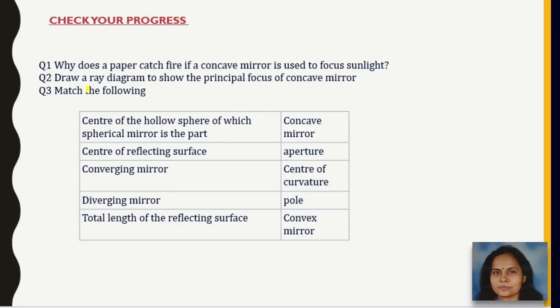Match the following. That will be an interesting one. The center of the hollow sphere of which the spherical mirror is a part: you can see, it is your center of curvature. The center of the reflecting surface, that means the center of the aperture, is your pole, right? Converging mirror is your concave mirror. Diverging mirror is your convex mirror. The total length of the reflecting surface is the aperture. Right? So this is all about today's lesson 1.